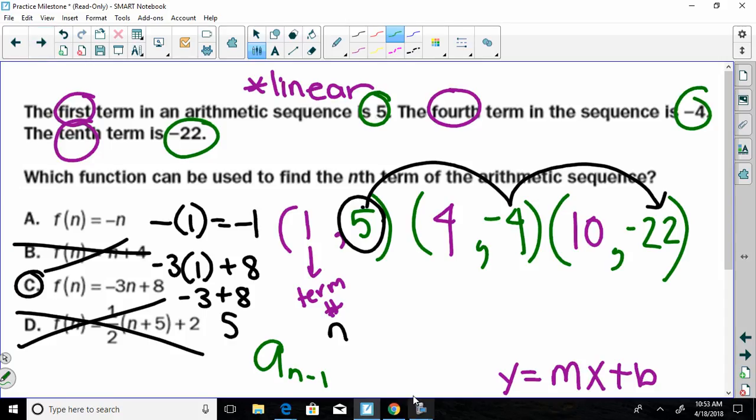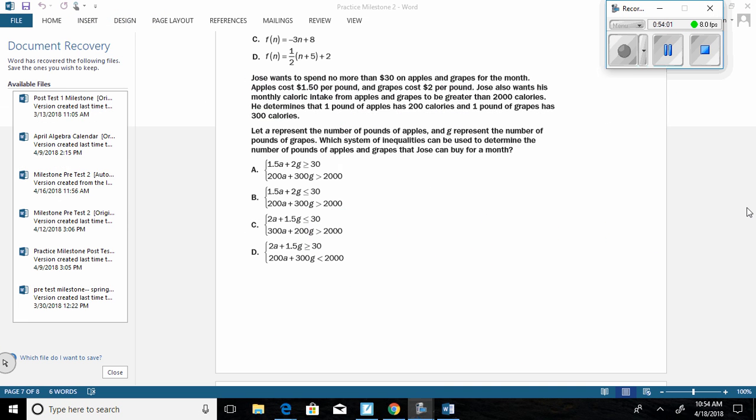And so if that's one you need to work on, that is Unit 2B and Unit 2A.